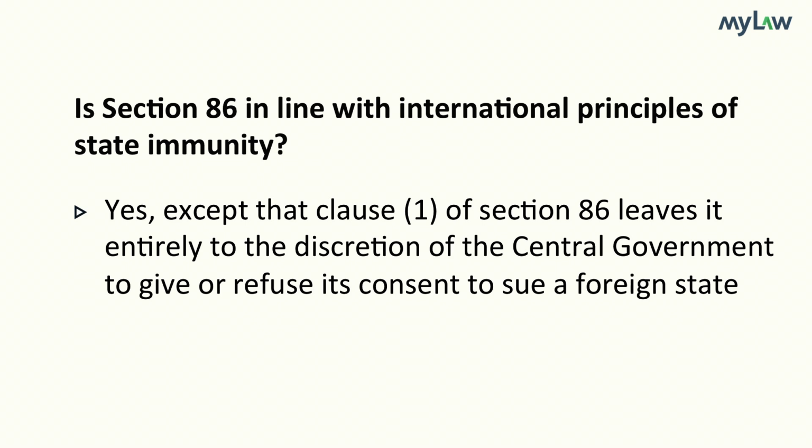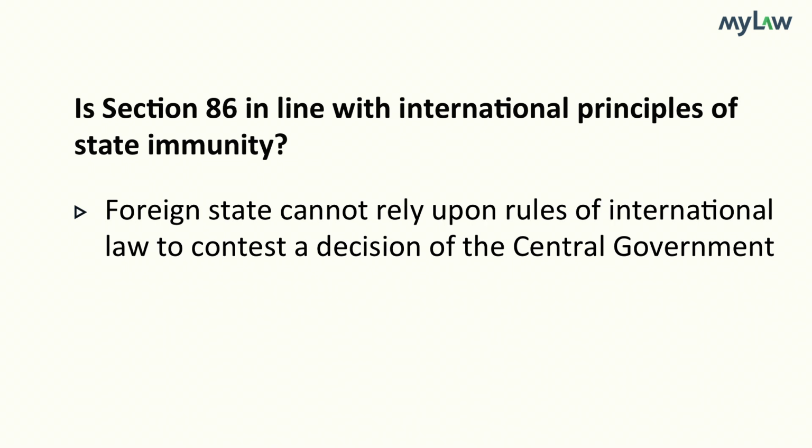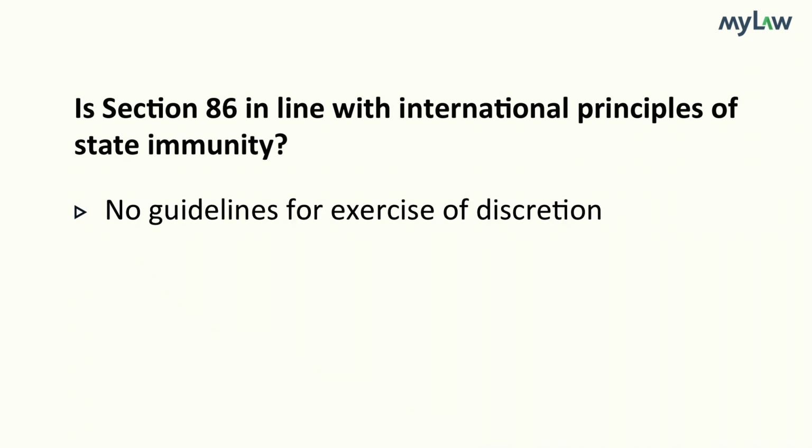The situations enumerated in clause 2 of Section 86, though in an ultimate analysis coincide with the generally accepted principles of international law on waiver of immunity, yet clause 1 of Section 86 leaves it entirely to the discretion of the central government to give or refuse its consent to sue a foreign state. And when the central government gives such consent, the foreign state cannot rely upon rules of international law pertaining to jurisdictional immunity of states to defend itself against such consent. Further, neither the CPC nor any other legal instrument in India stipulates procedures to be followed by the central government while granting or refusing to grant the requisite sanction.